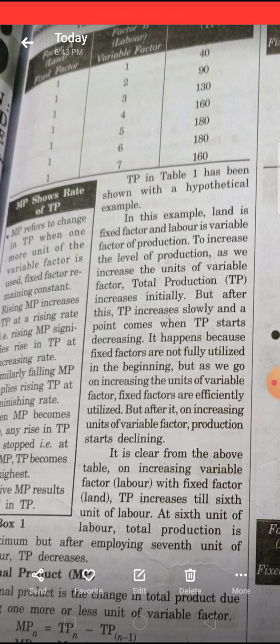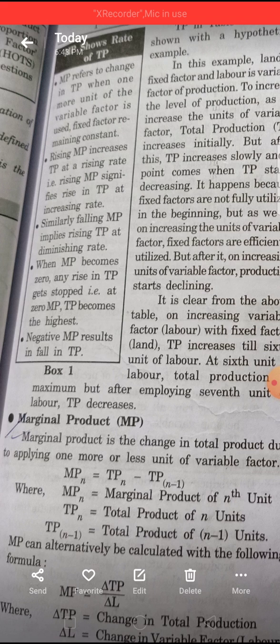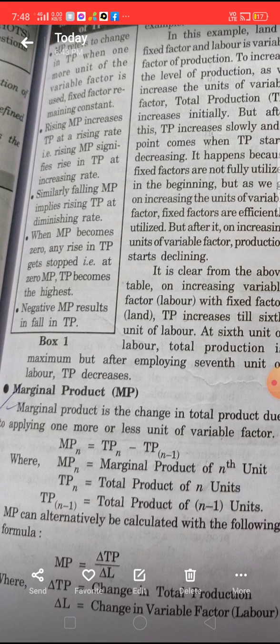It means that when we start increasing the variable factor, MP is first positive, then it becomes 0, and then it becomes negative, right? So mainly it shows the change in the total product due to applying one more or one less unit of variable factor. So MPn is equal to the marginal product of the nth unit, TPn is the total product of n units, and TPn minus 1 is the total product of n minus 1 units.